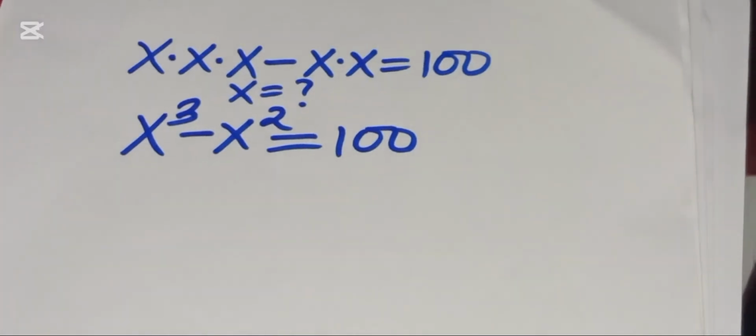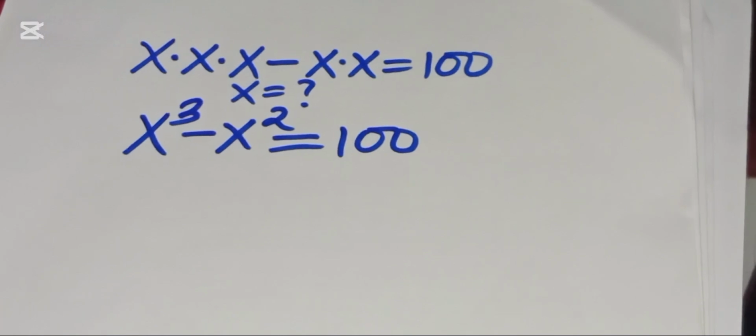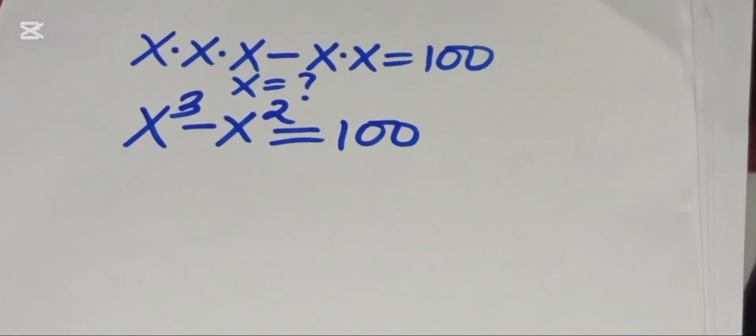Let's provide a solution to this algebra problem, which is x times x times x, which is the same thing as x cubed, subtract x times x, which is x squared. This is equal to 100. Now, what is the value of x? Solution from here.